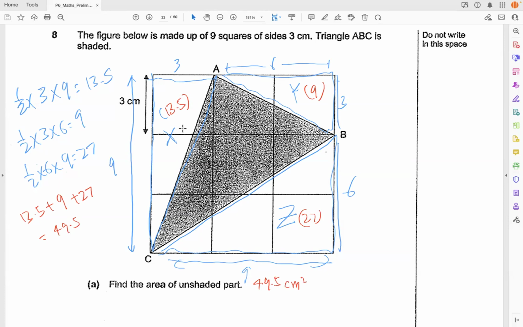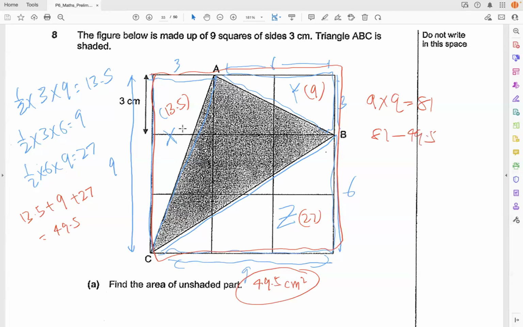Now find the area of the shaded part. That's very easy. Find the area of the big square here minus away the unshaded part. The big square is simple: 9 times 9, which is 81. 81 minus away the unshaded part, 49.5, you get 31.5. So 31.5 square centimeters is the area of the shaded part. Don't forget your unit, cm². Easy. Let's go on to the next question.